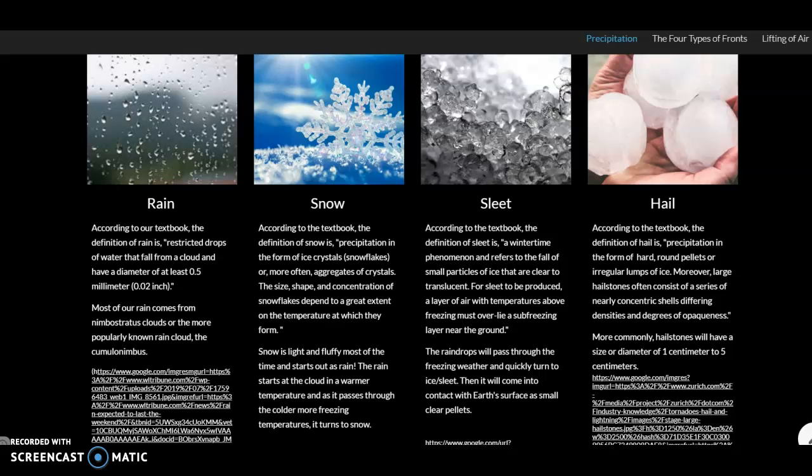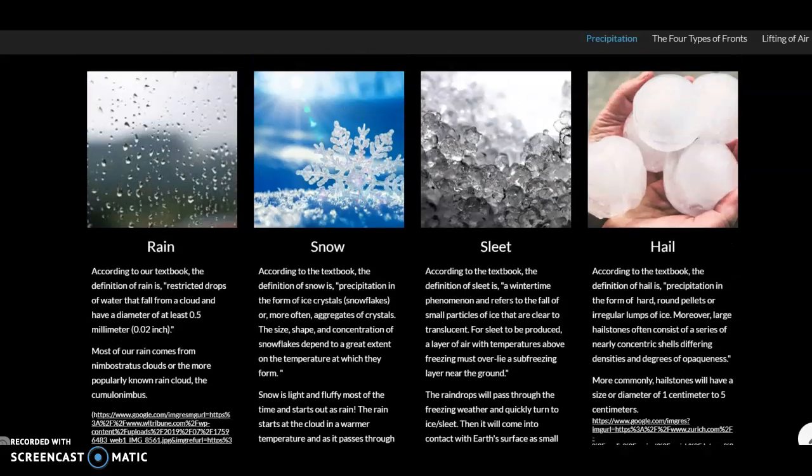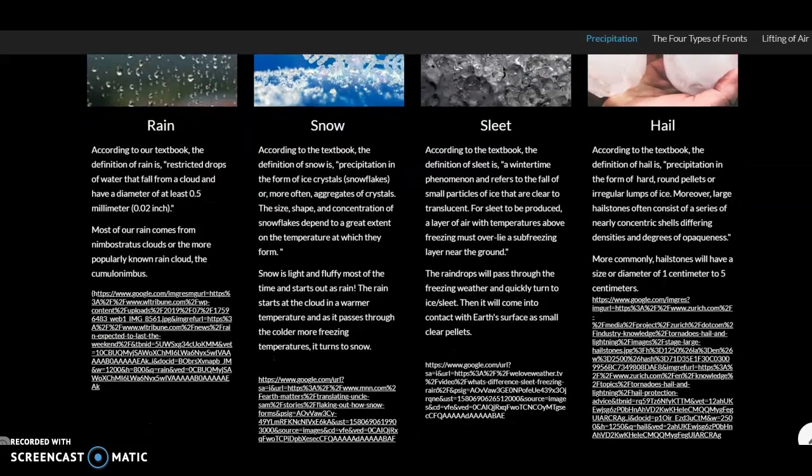Hail is precipitation in the form of hard, round pellets or irregular lumps of ice. Moreover, large hailstones often consist of a series of nearly concentric shells, differing in densities and degrees of opaqueness. I got my pictures from Google. These are my links at the bottom.